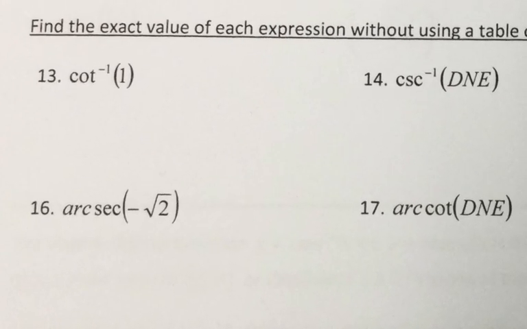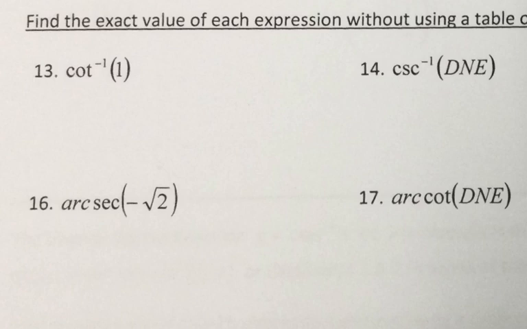Okay, so all of these they want us to do without a calculator. So I'm going to do them without a calculator. So the first one asks me to find inverse cotangent of 1. Well, here's what I do in my head. I know tangent is opposite over adjacent. That means cotangent is the adjacent over the opposite. I'd have to write that down first. Then because it's cotangent, I can put that over 1. So now I have an adjacent side of 1 and an opposite side of 1.